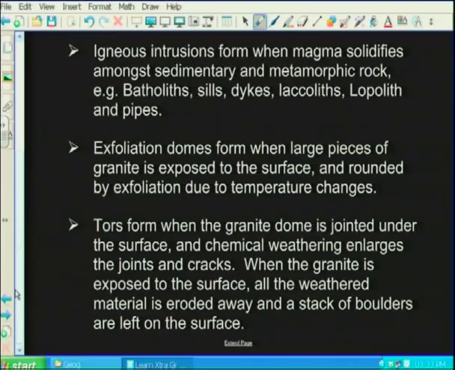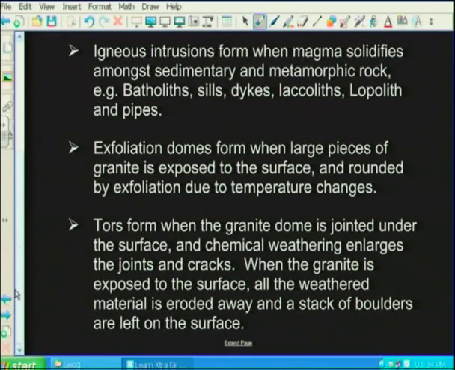How exfoliation works in terms of our geomorphology is during the day when it is hot, the rocks expand, and at night when the temperatures drop, because this is predominantly once again in a very hot, dry climate, those temperatures cause the rocks to contract. So every single day you have expansion during the day because it's hot, contraction at night because it's cold, and those rock layers become weak and eventually start to peel off in layers.